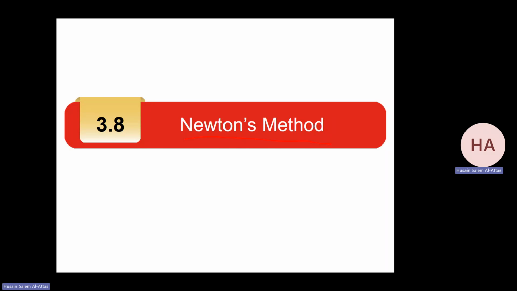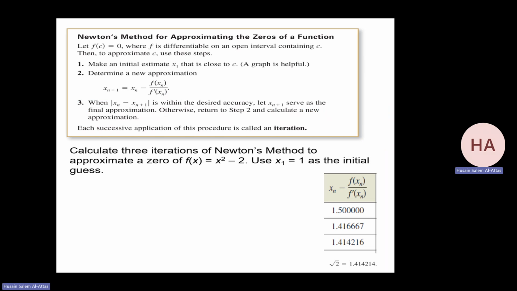It's section 3.8. What is Newton's method? Newton's method is just a method to approximate the zeros of a function. You have a function, and you want to find the c's such that f of c equals 0, as an approximation, where f is differentiable on an open interval containing c.